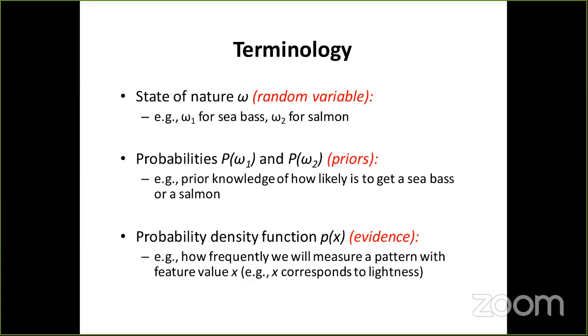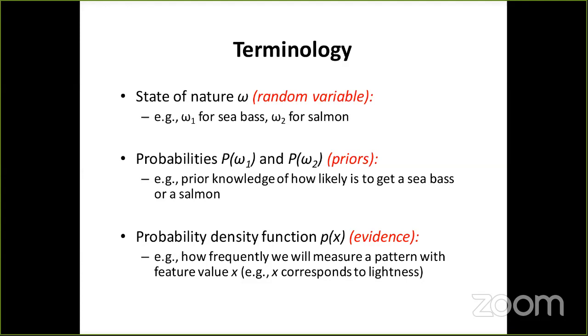So for the first fish, you will have x1. For a second fish, you will have x2, and so forth. And they can be either one class or the other class. So let's say omega is equal to omega 1 or omega is equal to omega 2.